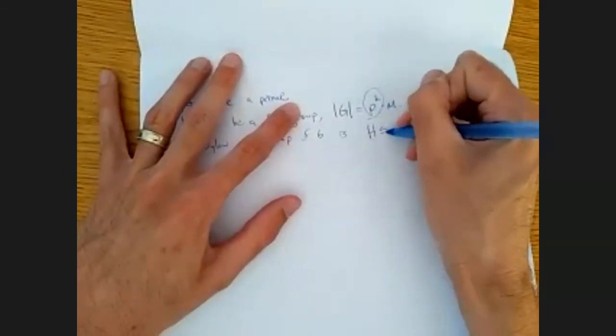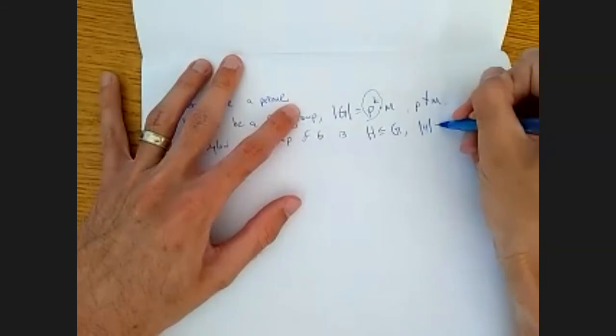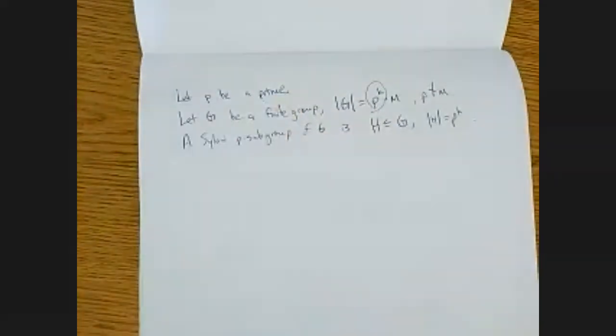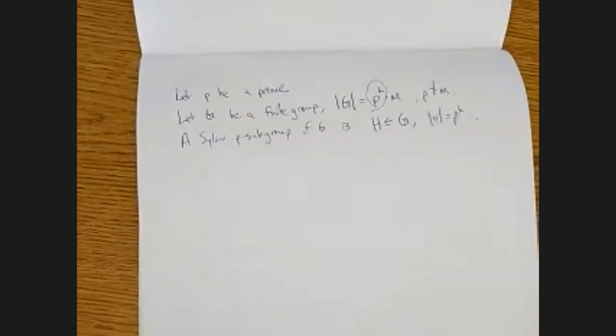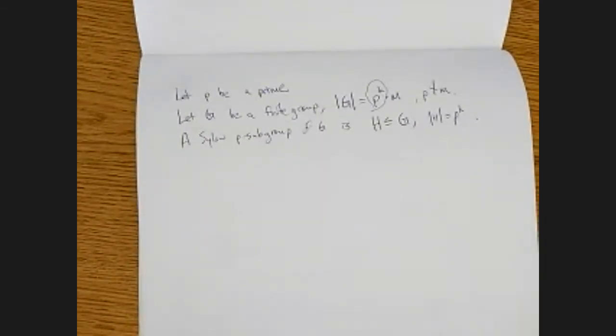It is a subgroup H of G, where the order of H is just P to the K. So it depends on what the order of G is. Like a Sylow 5 subgroup of a group of order 30 would be a subgroup with 5 elements. A Sylow 5 subgroup in a group of order 75 would be a group with 25 elements. And what our first Sylow theorem tells us is that these groups always exist.